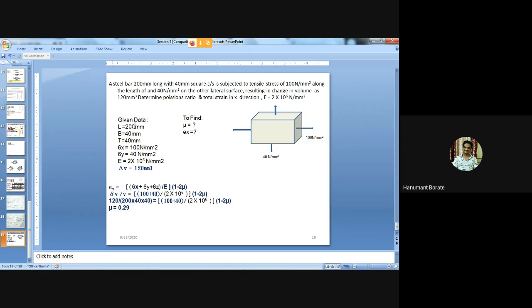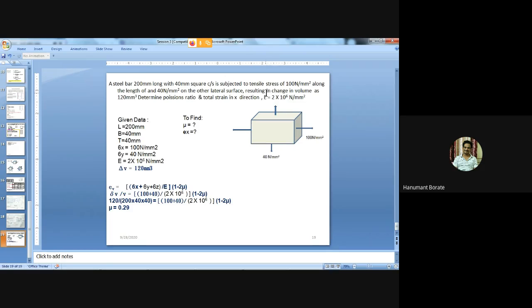Okay, so the statement is given. First we need to convert the statement into a diagram. So 100 Newton per mm square stress is acting in x direction, and that stress is tensile, so it's positive, and in another direction stress is 40 Newton per mm square. Here the other direction is mentioned as lateral surface, so we can take it in y direction or in z direction also.